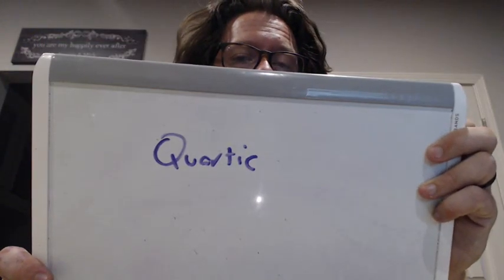Degree of 3 would be called a cubic, C-U-B-I-C. Degree of 4 is called a quartic polynomial. I'll spell that for you. Quartic polynomial. And then degree of 5 is called a quintic polynomial. So watch this. Constant, linear, quadratic, cubic, quartic, quintic.